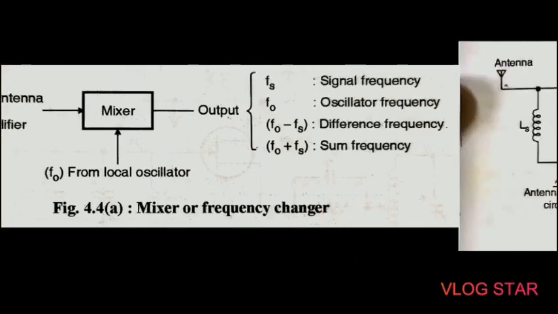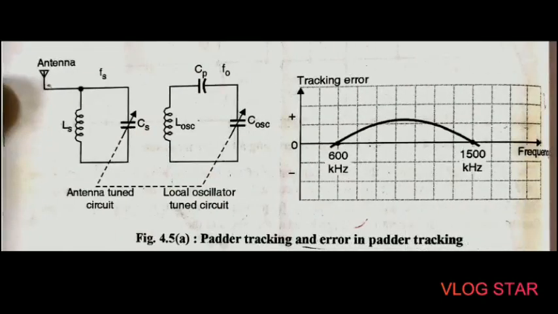Then the next point is tracking. First of all, let us see what is meant by tracking. The receiver has a number of tunable circuits such as the antenna, mixer and local oscillator tuned circuits. All these circuits must be tuned correctly if any station is to be tuned. Whatever outputs you have in terms of mixer, local oscillator or antenna will help you to bring the signal to the receiver, and the frequency must be tuned to one station only.